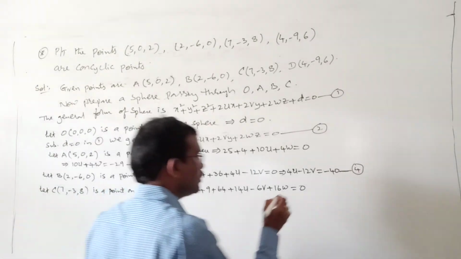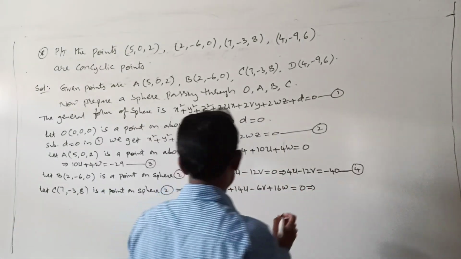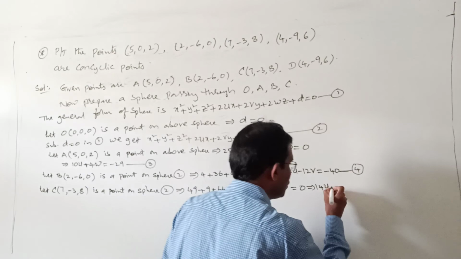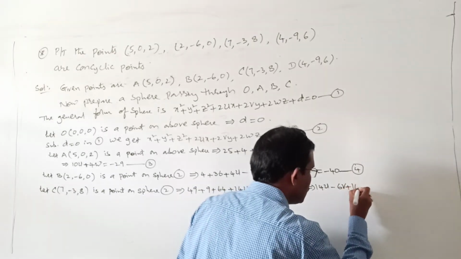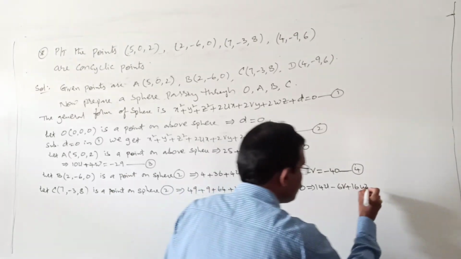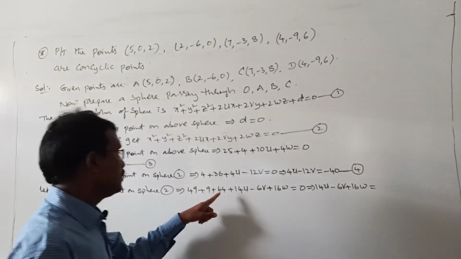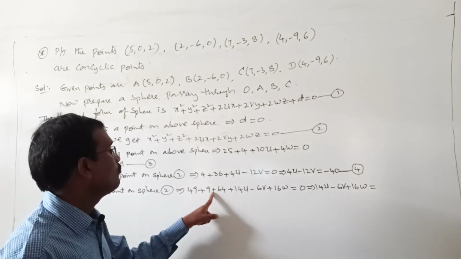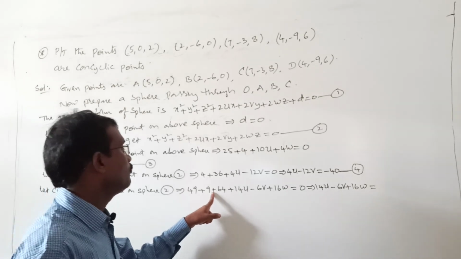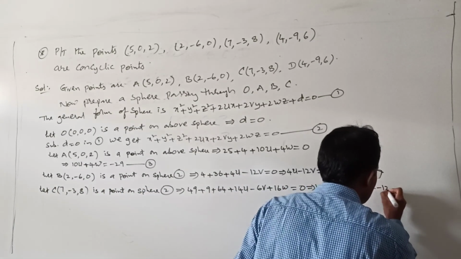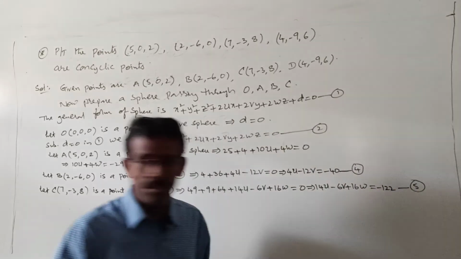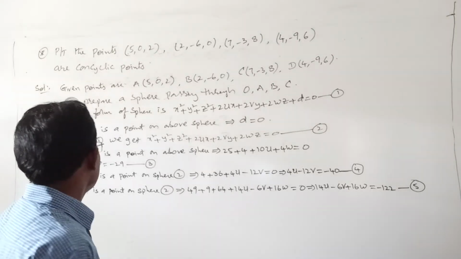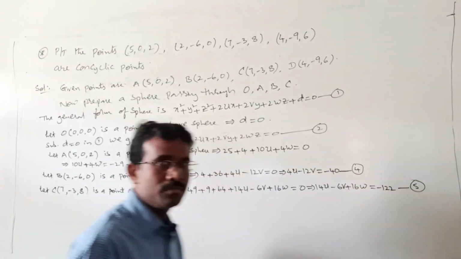Again simplify this relation, you get an expression like this. It is 14u minus 6v plus 16w is equal to, let us see how much this is: 60, 40, 104, 113, 113 plus 9, 122, it is minus 122. Take this as number 5. Like that we got the expressions. Now in the next step, let us solve equations 3, 4 and 5.